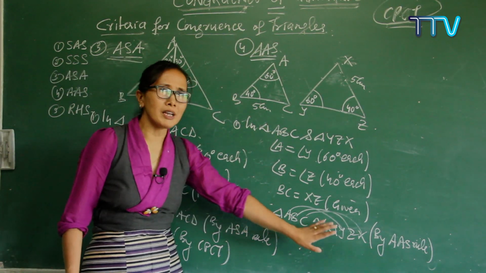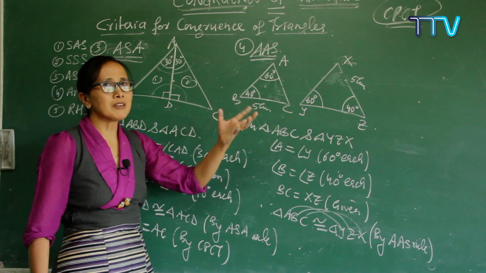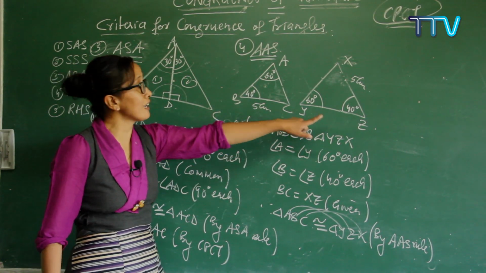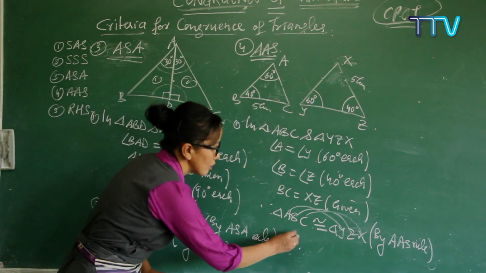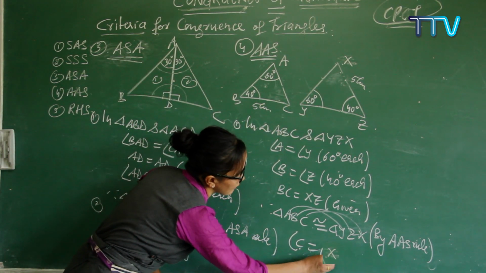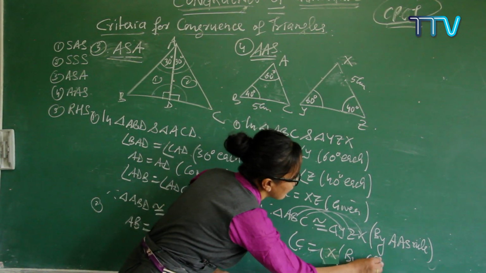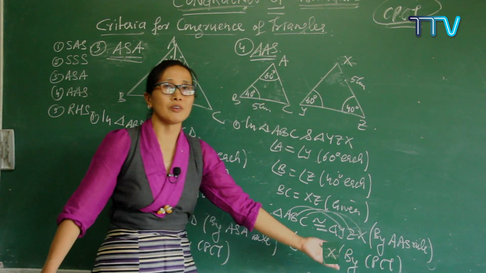Once you prove that two triangles are congruent, and which two parts are equal, what about the other part? What else is not given? Angle C is exactly equal to angle X. So you can write angle C is exactly equal to angle X. By what reason can you write it down? By CBCD. Very easy, you can write it down as CBCD.